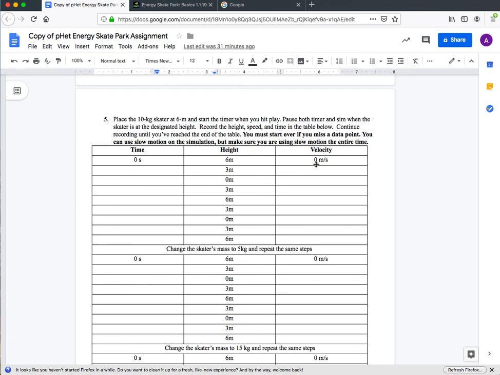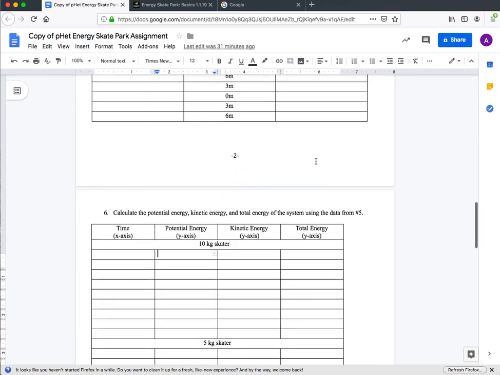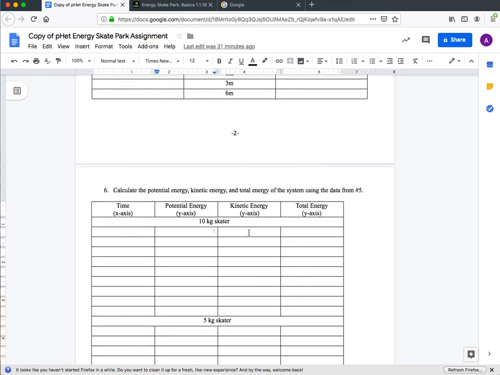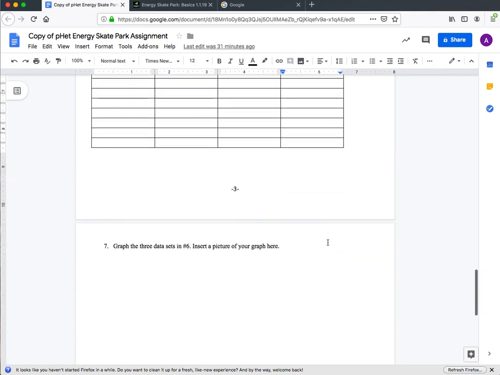The other option, if you don't have a square button or you cannot find it, all you have to do is multiply it by itself. So I would take 1/2, 0.5, times 10, times 0, times 0. So you multiply it twice to get it squared. That'll get you kinetic energy. Total energy is probably the easiest of the energies to find. All you have to do is add potential and kinetic energy. Once you have your data, you're ready to start graphing.